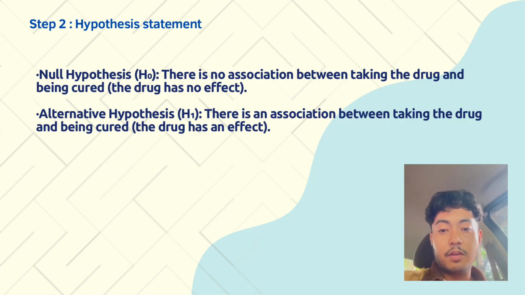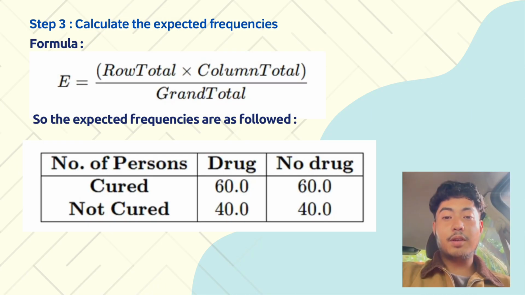So the alternative hypothesis will be there is an association between taking the drugs and being cured, which means the drug has an effect on the patients. So for step 3, we need to calculate the expected frequencies. As shown in the slide presentation, first we need to identify the row totals, column totals and the grand total. How does the formula work?